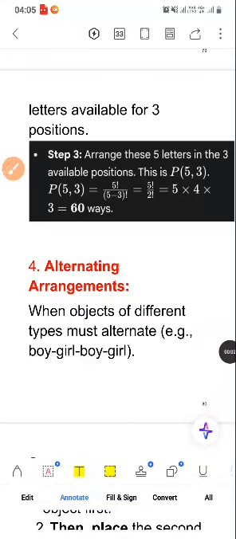In this video we are going to talk about the fourth condition of conditional permutation, and that is alternating arrangement. How do we tackle such questions?